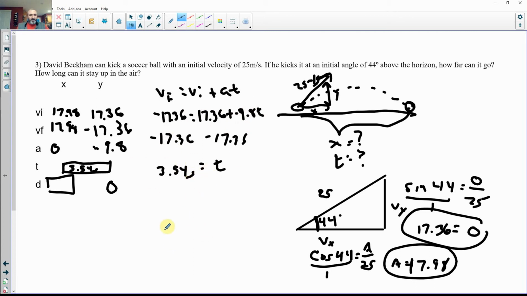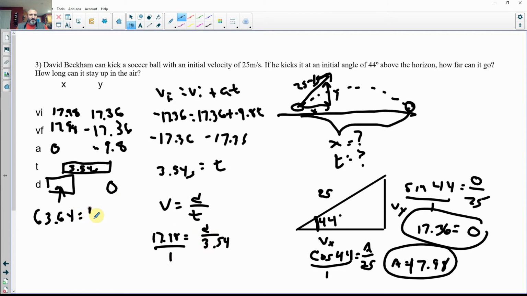Now that I've got that, we can use V equals d over t to figure out what the displacement is in the x dimension. The V in the x is 17.98. D is what we're looking for. Time is 3.54 seconds. So just cross multiply: 3.54 times 17.98. It's going to be 63.64, and that equals 1D, which is just D in the x.